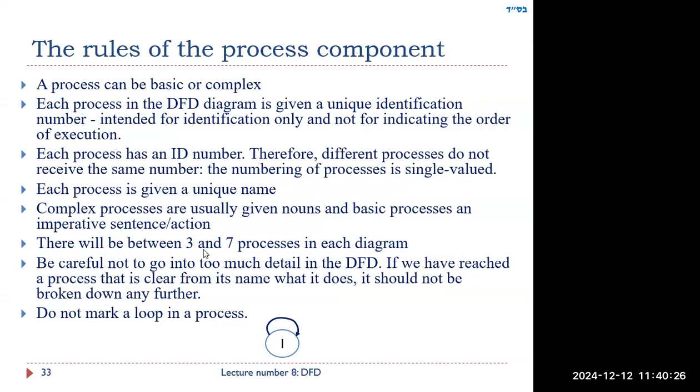Because if it's less than 3, then you shouldn't make it, and if it's more than 7, then it's too complex and will be too confusing to the reader. Break it up, reorganize it in a different way. You want it to be readable. Be careful not to go into too much detail in any given DFD. If it's complicated and there are too many parts, then combine them into complex processes and put those on a separate page.